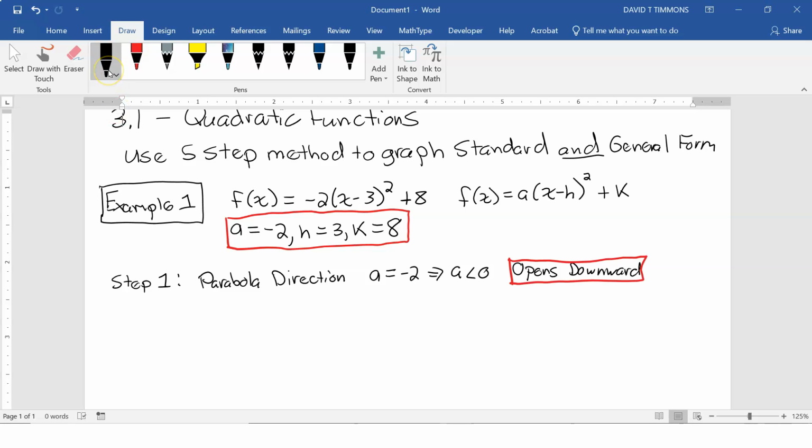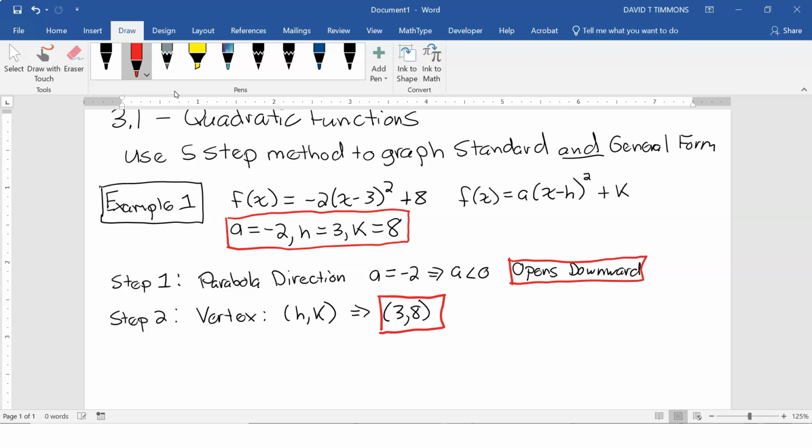In step 2, we'll find the vertex. Now in the standard form, that's a little bit easier than general form. The vertex is defined as this coordinate point (h, k). And so for our purposes, since we've already identified h and k, that will be (3, 8).